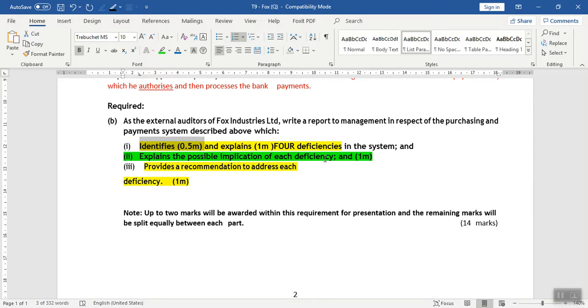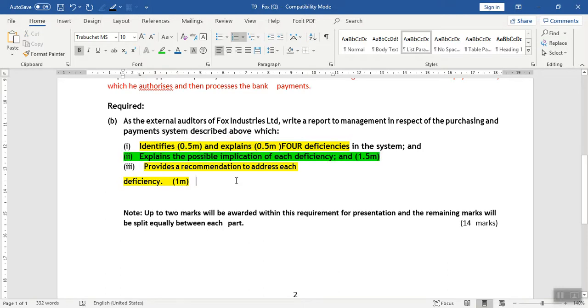So for here, identify and explain, I think explaining the possible implication will be 1.5 marks, and here will be 1 mark. It will be more accurate, because based on the answer scheme given by ACCA, identify and explain are allocated 1 mark, possible implication 1.5, and the recommendation is 1 mark. So in total 3.5 times 4 is 14 marks. So it's correct. For the possible implication, you have to explain a little longer, the impact of the weaknesses.